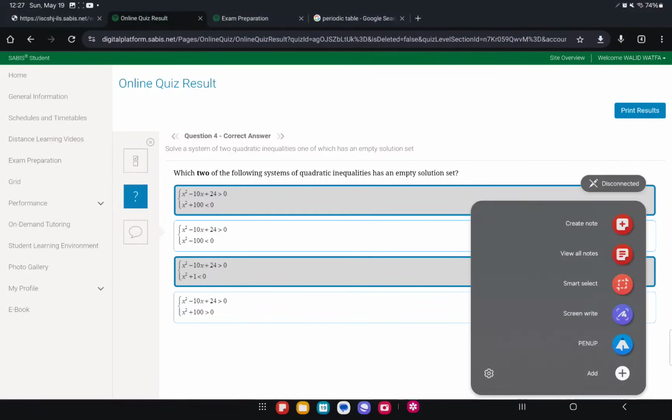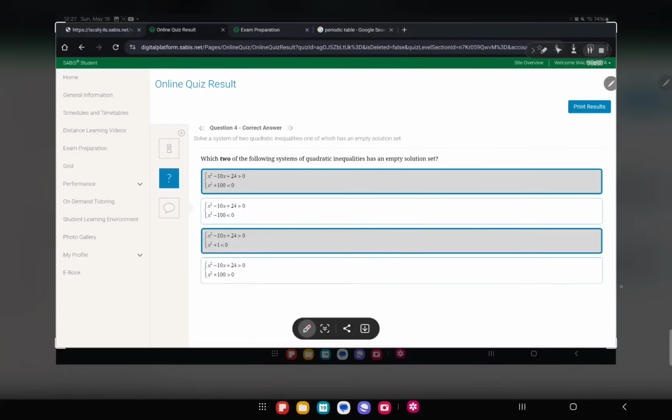This is the hard one? Yeah, okay. Which one has an empty solution set? Okay, empty solution set. Whenever you have two quadratics, x squared minus 10x plus 24 greater than 0, and you have x squared plus 100 greater than 0 or less than 0, you have to see which one. It's a system, meaning the solution set of this one has to be inside the solution set of this one. So they have to fit on each other.